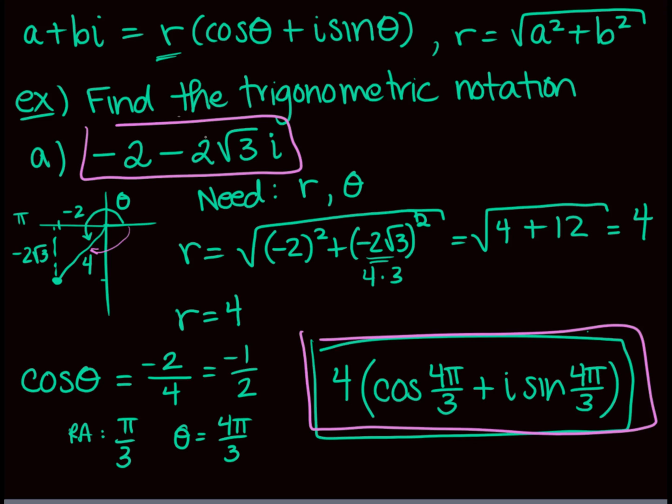And can we list this in degrees? Of course we can list it in degrees. I'll be very clear on which one I want, but we could have 4 times the cosine of, well, 180 plus 60 is what, 240? So 240 degrees. And that's the trig form of my complex number.